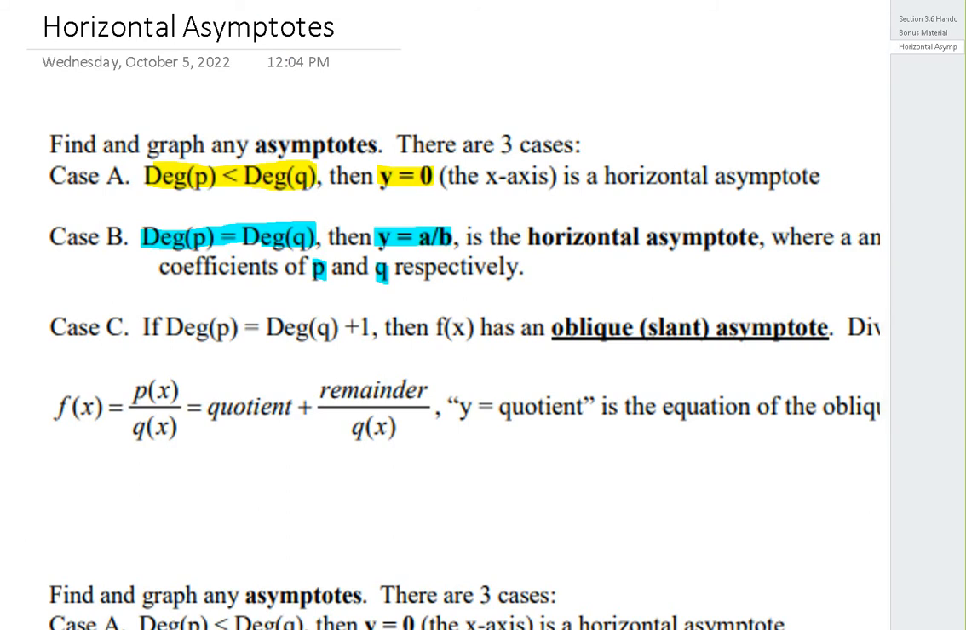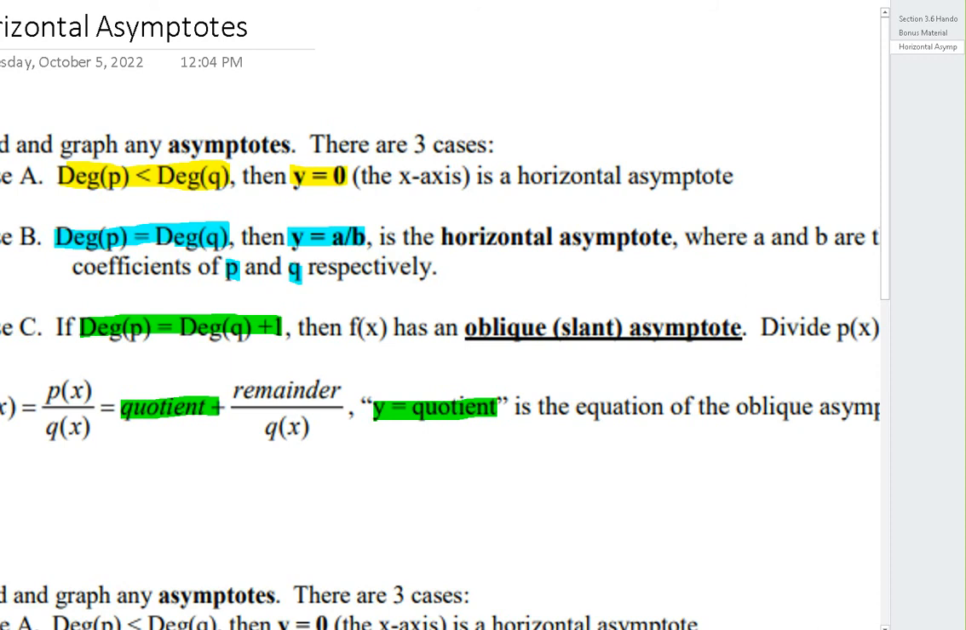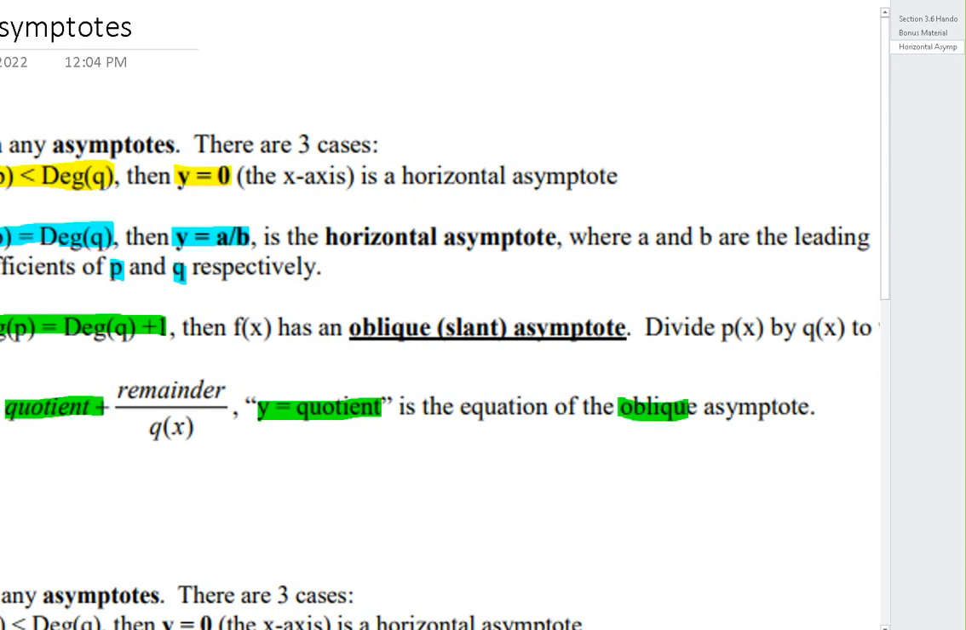And finally, there's one more case that we're going to have to deal with, and that's a case where the degree of the numerator is one more than the degree of the denominator. So it's this one right here. And if that's the case, then you've got to divide this stuff out, and then y equals the quotient, that's going to be the equation for your slant asymptote. Now, I have a different term for that. I like calling it the oblique asymptote. If your book wants to call it the slant asymptote, or if you want to call it the slant asymptote, that's fine. I'm fine with either one.